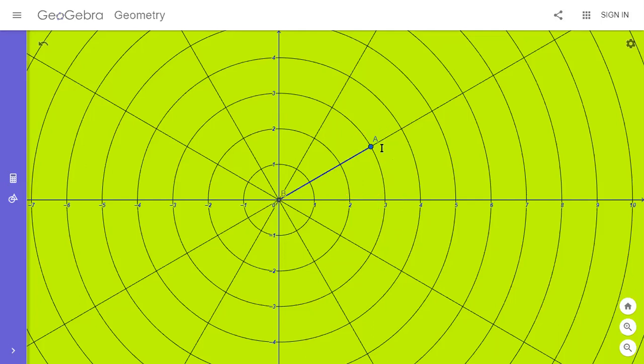Okay, let me write here. And then the polar coordinate. Let's find out the polar coordinate of this point A.